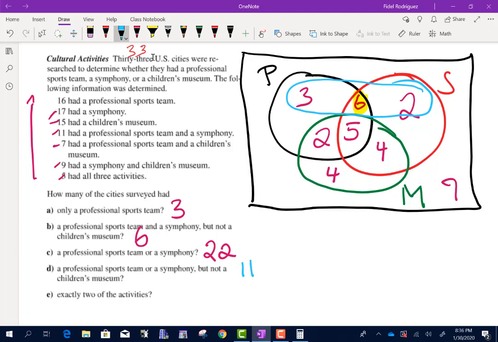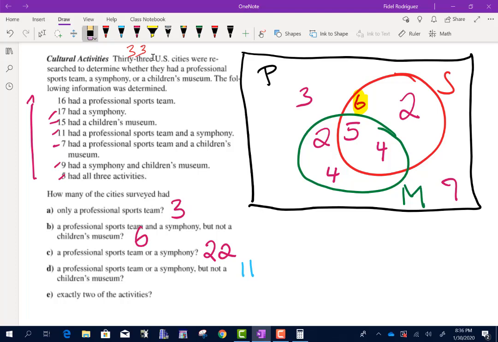Okay. And then exactly 2 activities, guys. Exactly 2. I need to do that.